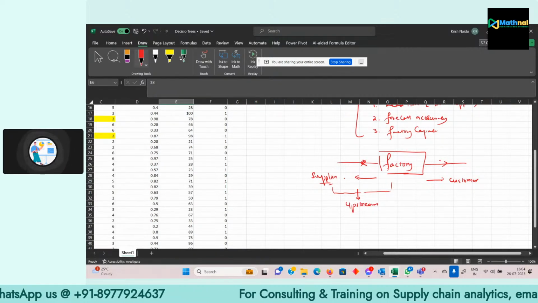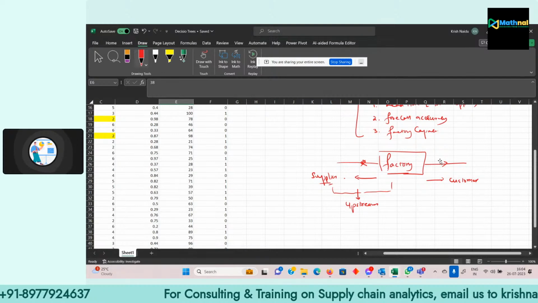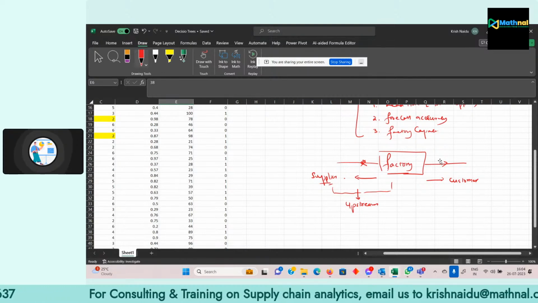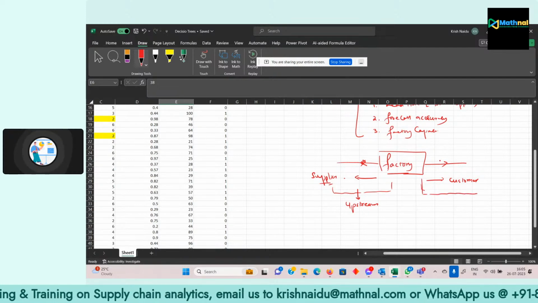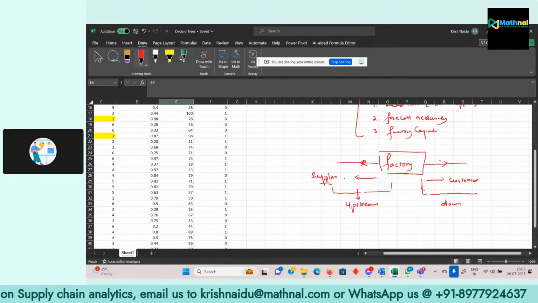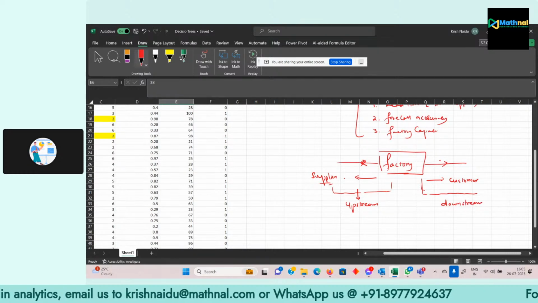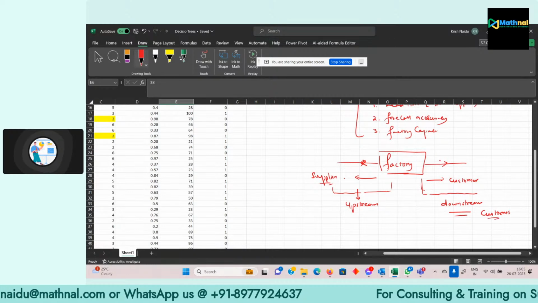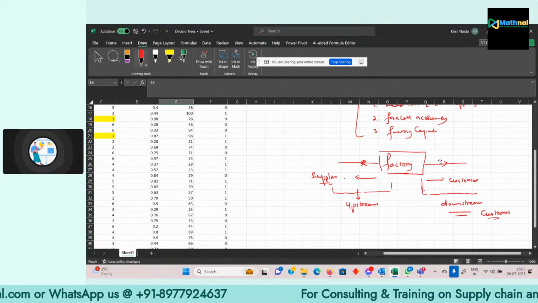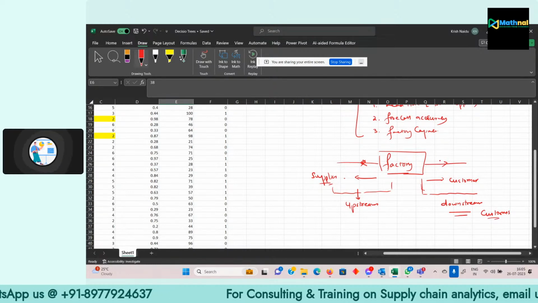And the place or stakeholder where we are the supplier and we deliver the product, this area is called downstream. So the customer side from the factory is called downstream, and the supplier side from the factory is called upstream.